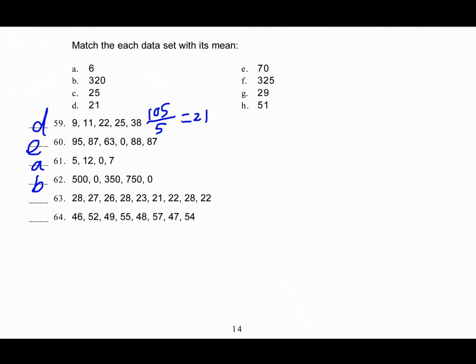Then we have 28 plus 27 plus 26 plus 28 plus 23 plus 21 plus 22 plus 28 plus 22 again. Total would be 225. 225 divided by 9, because we have 9 values, so the answer would be 25, which is C. The last one, 46 plus 52 plus 49 plus 55 plus 48 plus 57 plus 47 plus 54. Total would be 408, and 408 divided by 8 equals 51, which is H.